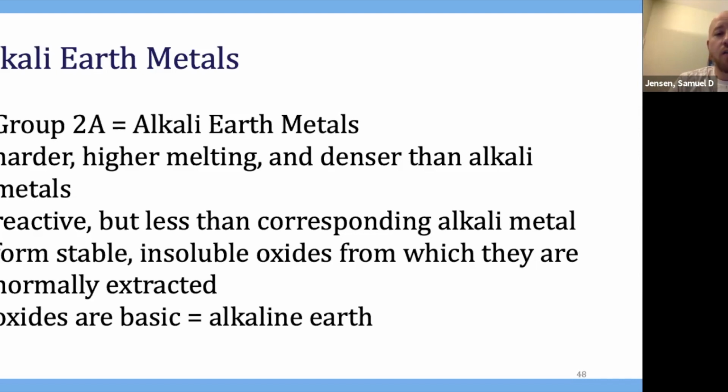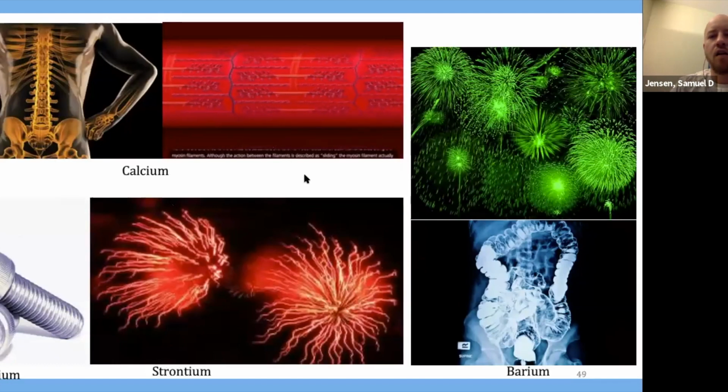The alkaline earth metals, the next column over, so this is group 2A, are generally a little harder and a little denser than the alkali metals. They're reactive, but generally a little less so than the alkali metals. They generally form soluble oxides. What we see of the alkaline earth metals, obviously calcium is a big one that makes up our bones and things in our muscles.